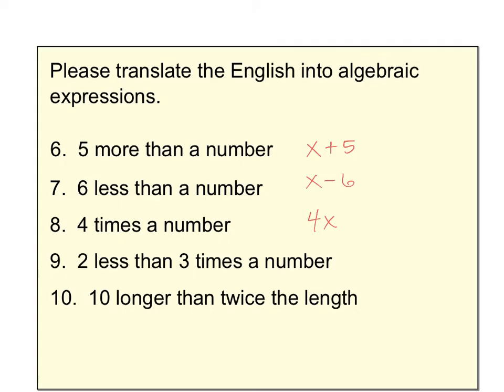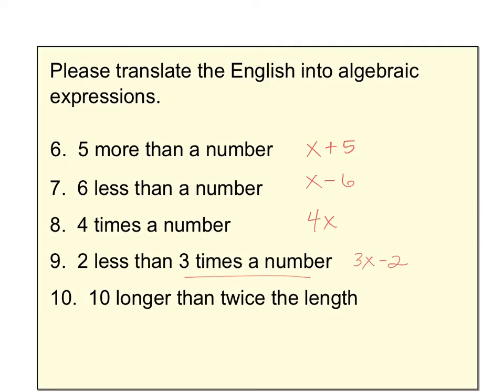That's okay. Next one, 2 less than 3 times a number. So first of all, I'm thinking about 3 times a number. That would be 3x. And now I need 2 less than that. So I'm going to take away 2. That is 2 less than 3 times a number.